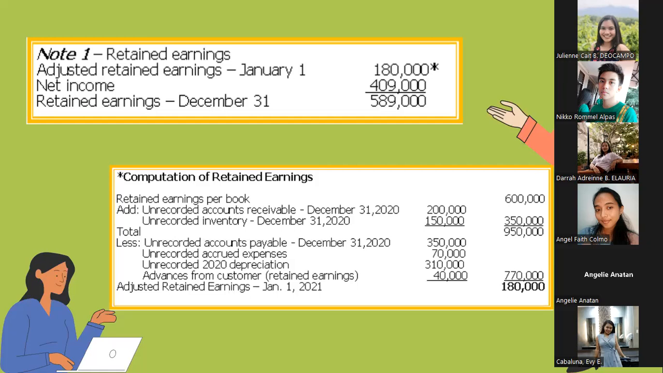770,000. So we deduct the 950,000 less 770,000 equals adjusted retained earnings on January 1, 2021 of 180,000. So for note number 1, adjusted retained earnings on January 1, 180,000 plus the net income of 409,000 from the income statement equals retained earnings December 31, 589,000.